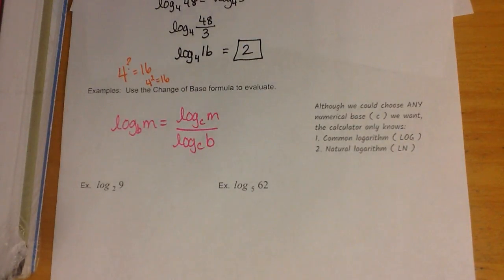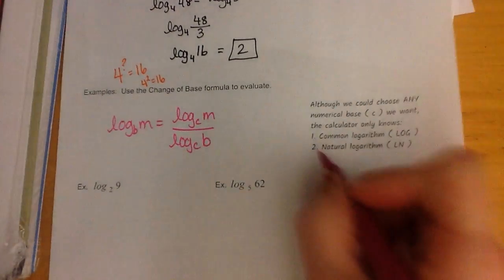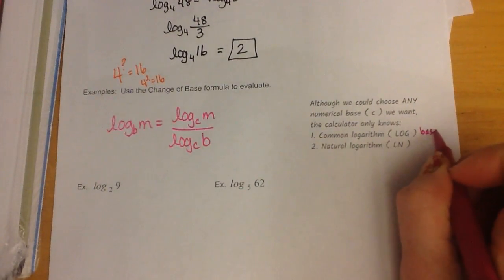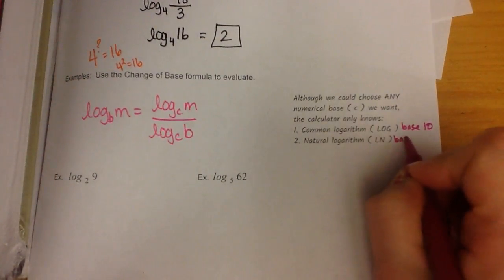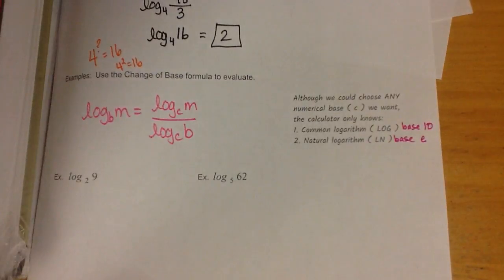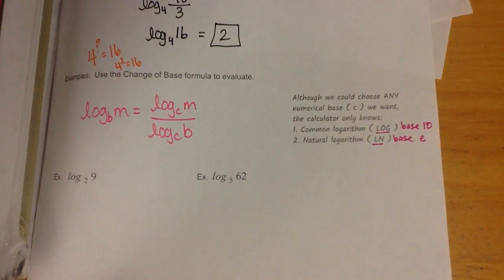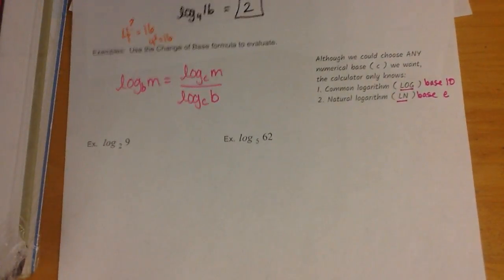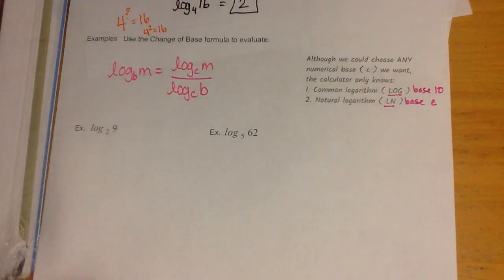We could choose any base we want, but it's most convenient if we choose one that our calculator knows how to deal with. And there's only two of those. One is the common log, which is base 10, and the other is the natural log, which is base E. And there's buttons on your calculator for those. It's LOG and LN. So on these problems, it really is as simple as rewriting these logarithms and then punching them in your calculator.